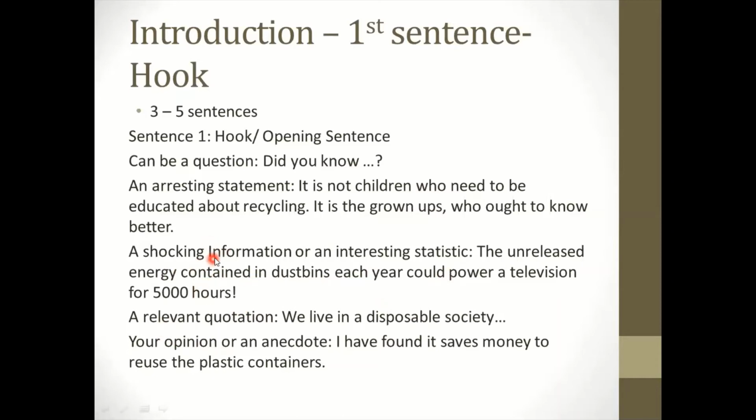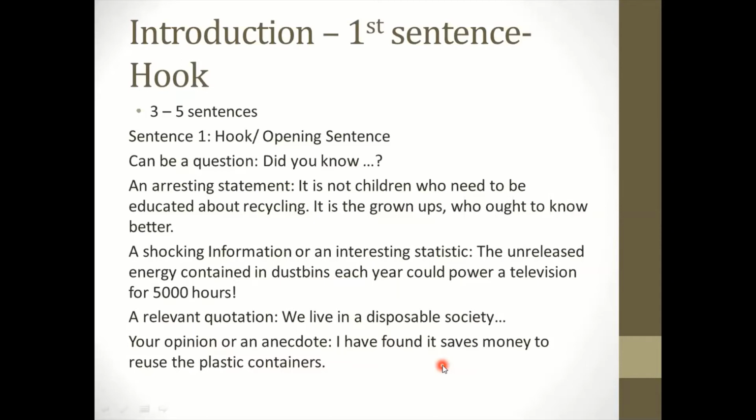Again, if you don't want to follow this, you can start with a relevant quotation. "We live in a disposable society. It's easier to throw things out than to fix them." You can start with this quote, or a quote of any kind, not necessarily this one, right? Or your opinion or an anecdote. Instead of writing anything else, if you still want to start with what you feel, then you can start with, "I have found it saves money to reuse the plastic containers." Now, this is your opinion that you have said, and you can talk about this.